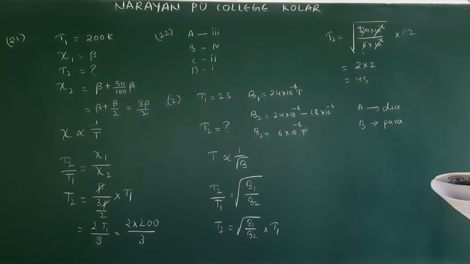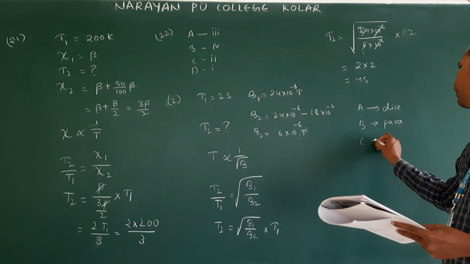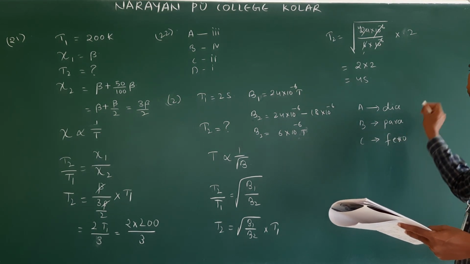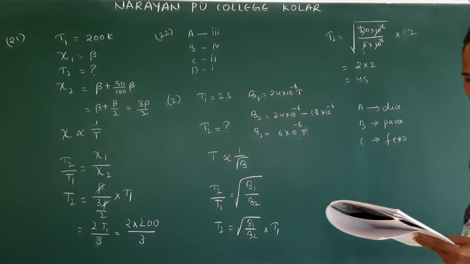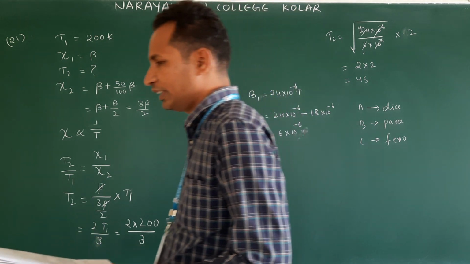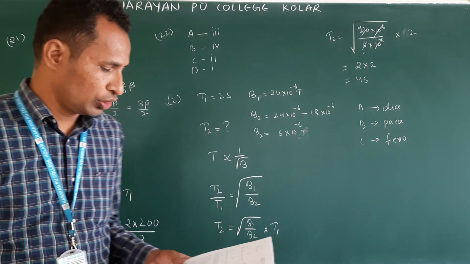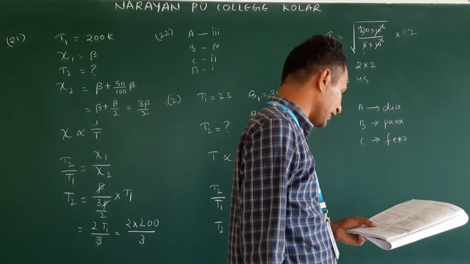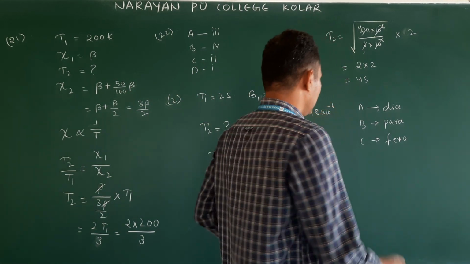Next, C is strongly attracted. Which material is strongly attracted? Ferromagnetic substances. Then D remains undeflected. It is not a magnetic material, of course. Okay? For D we cannot say what kind of material. Clear? Which of the following is true? D we cannot say.